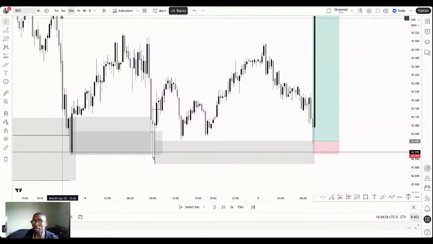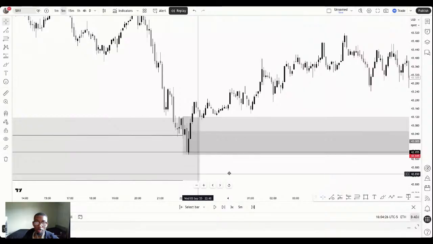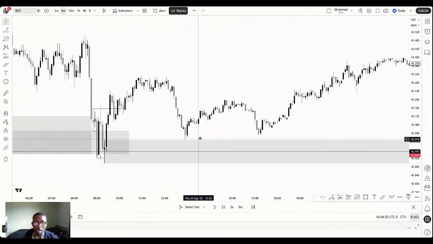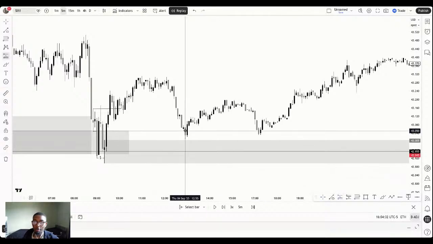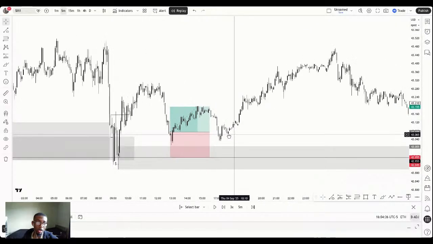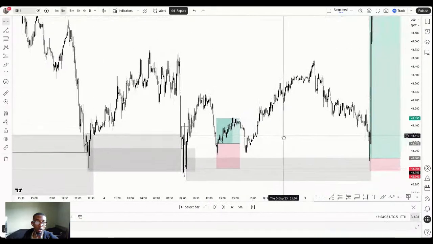Why? Because that's literally how you get stopped out. Think about it. Price got way down here. See, I'm like, price probably not coming down. Let me enter. Okay, cool. I probably would have won this trade in this scenario.